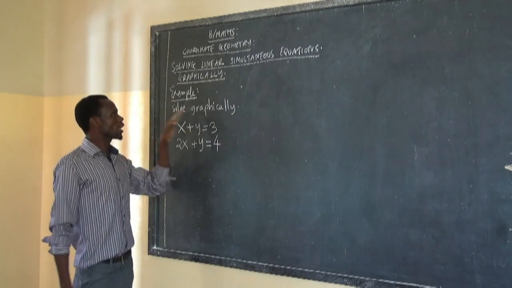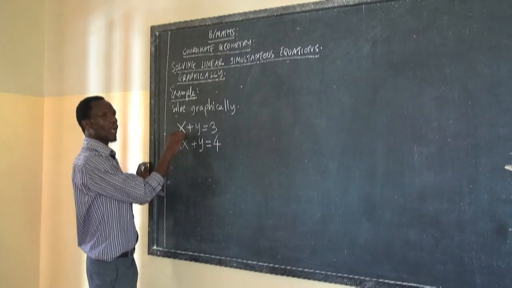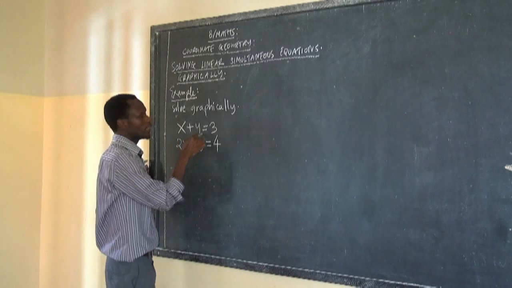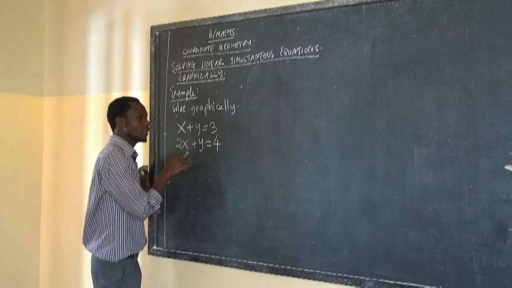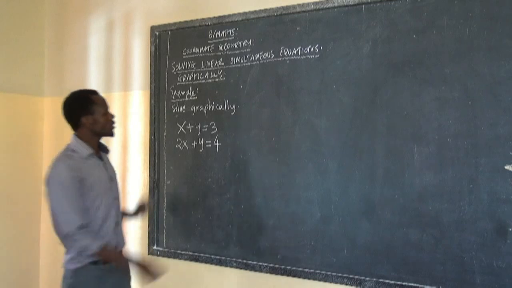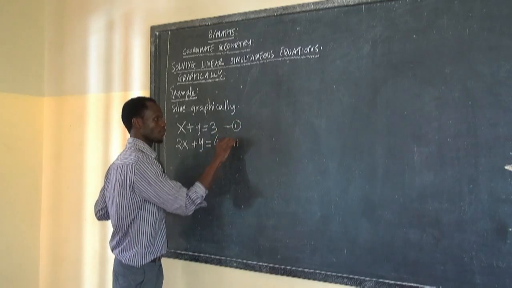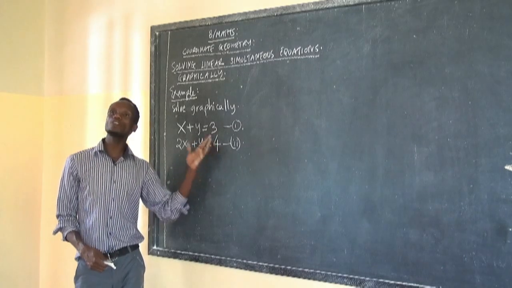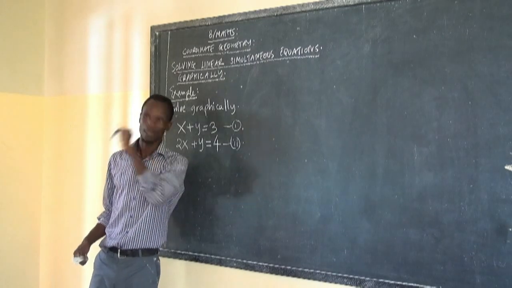Example: solve graphically. You've been given two equations. The first equation is x plus y is equal to 3. The second equation is 2x plus y is equal now to 4. This is the first equation and this is the second equation. You plot the graphs of the two equations on the same graph paper.